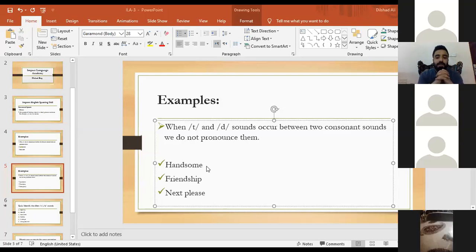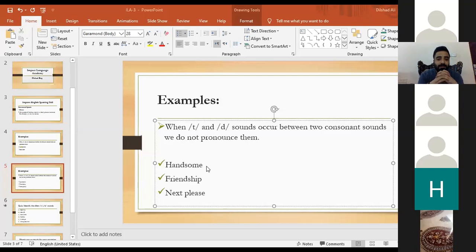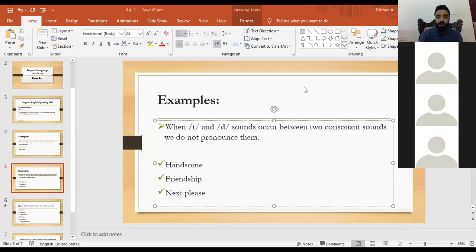The first one, handsome. Again, please. Handsome. Okay. The second one, friendship. The next one, next place. Again, read for us one more time. Handsome. Friendship. Next place. Excellent.